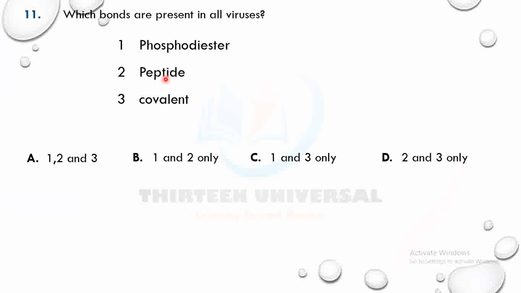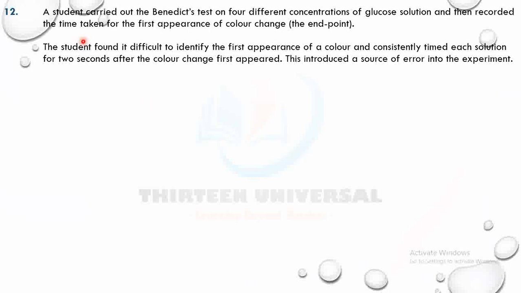Okay, peptide bond. Yeah, viruses have protein coat called capsid. So proteins have peptide bond. These bonds, especially peptide bond, could also be called covalent bond. Protein also has disulfide, which is a covalent bond. So all the three bonds are correct. The answer is A.